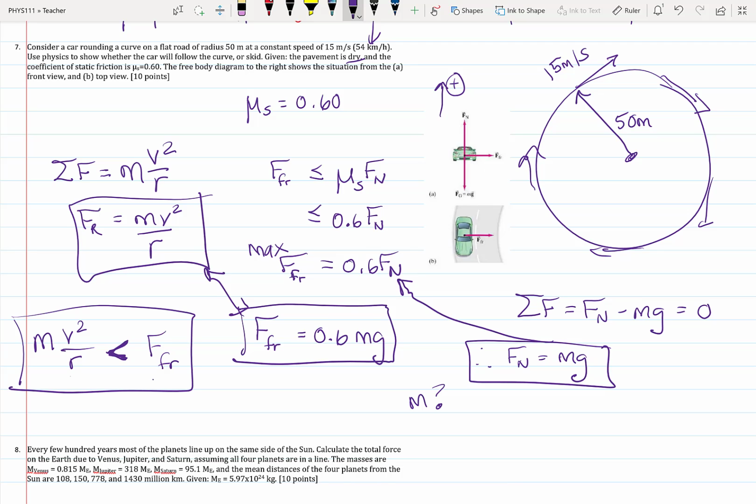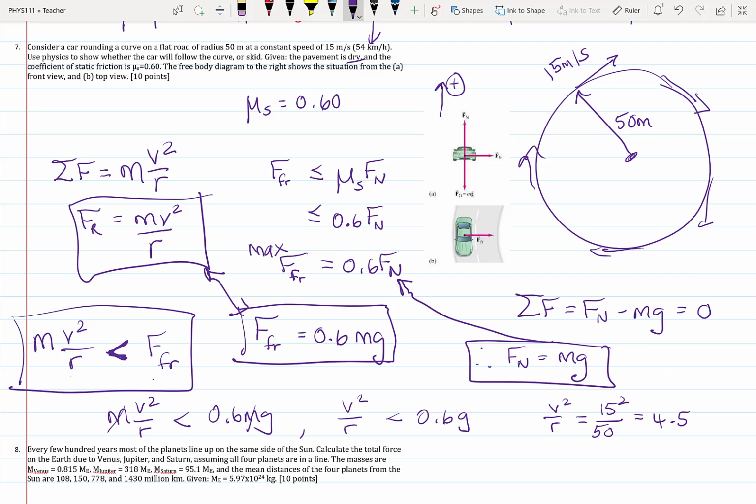Well, if I put this in, then I've got mv squared over r must be less than 0.6 mg. That's good. I can cancel the masses out. So if I can show that v squared over r is less than 0.6 g, then we're not skidding. We're good. So let's run the numbers. What is v squared over r? Let's see, that's 15 meters per second squared divided by 50 meters. And that works out to be 4.5.